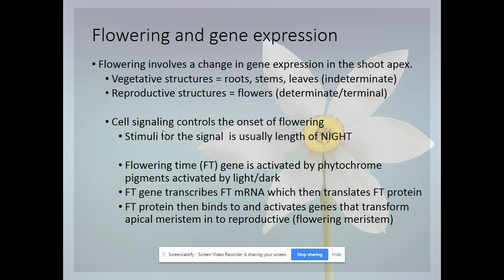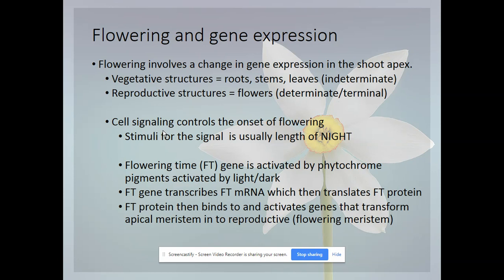So diving right into plant reproduction, all about flowers. Flowers are the reproductive structures of plants. When those flowers start to grow, when the plant begins to get those guys to bloom, it's all based on gene expression. So flowering involves a change in the gene expression in the shoot apex. Remember that is the tippy top of where the plant is growing.